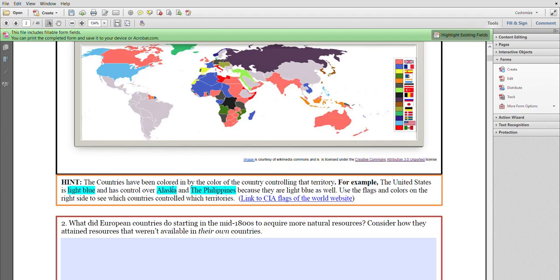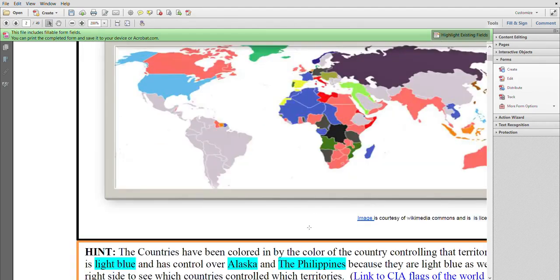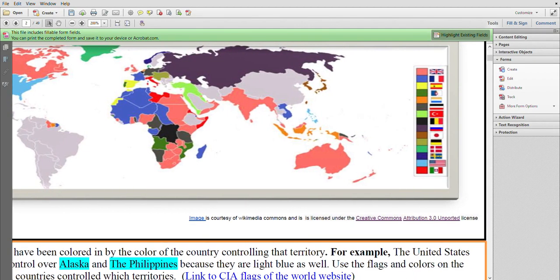So what you're going to do is read the hint down here before answering number 2. It tells you basically what I just said, but it also gives you a link to the CIA Flags of the World website if you're having trouble understanding which countries these flags represent. And you can change your view here and increase the percentage so that you can see these flags a little bit more clearly. So if you jump over to, let's say, 200%, scroll to the right, you can see the flags and the colors a little bit more clearly.